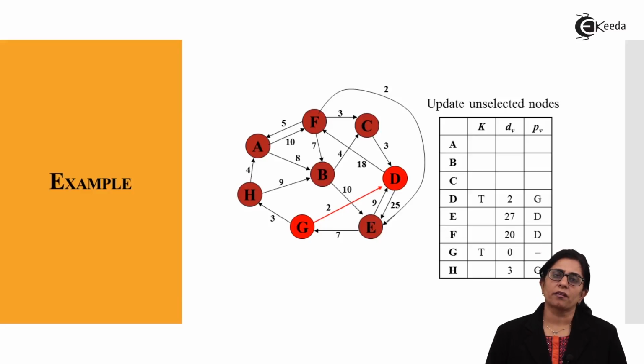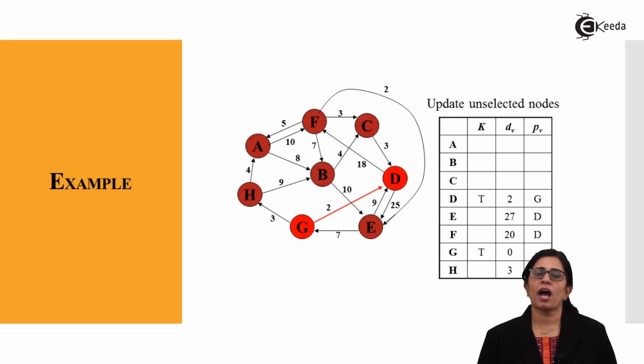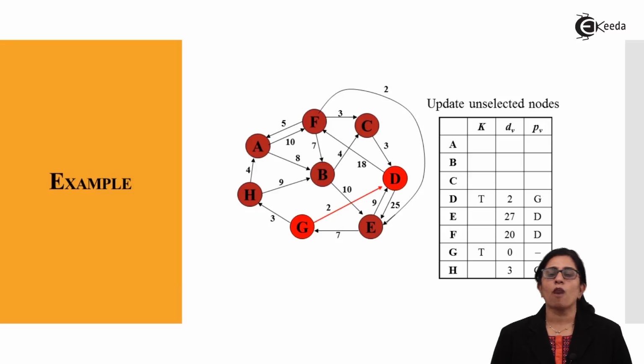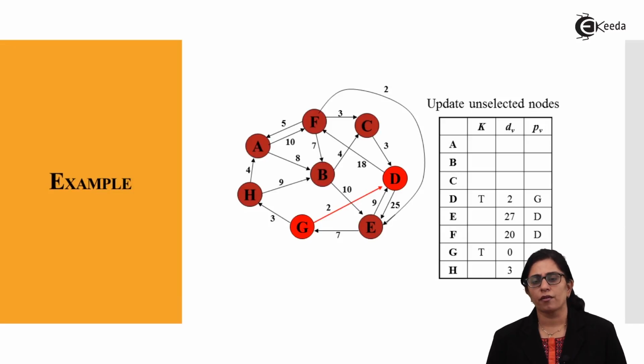How do I calculate the distance between F and E? The distance between D to F is 18, but to reach my node D, I have already taken a distance weight of 2. So 18 plus 2 will make it 20. So to reach the node F, the distance travelled is 20, and I have travelled from D. So in the previous node vertex, we write down D.